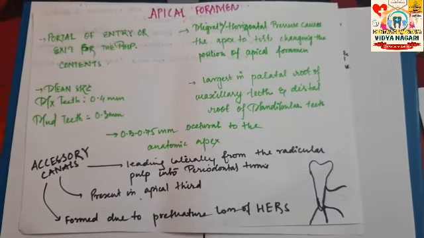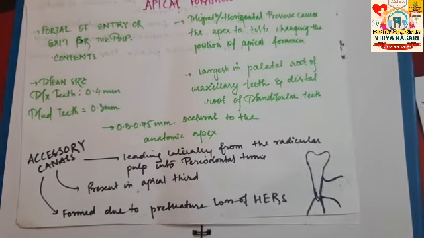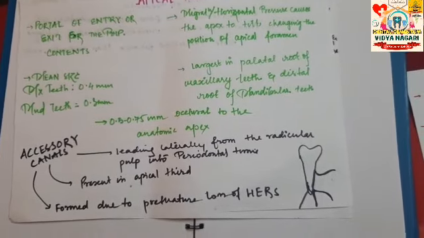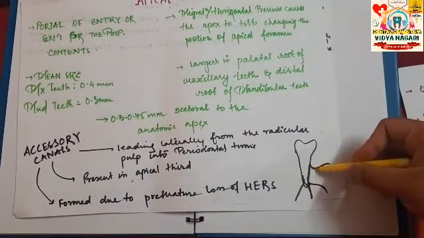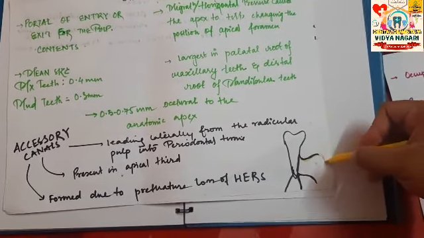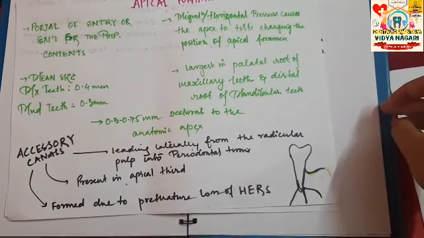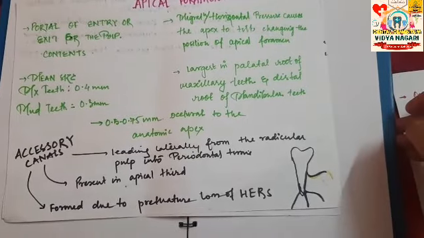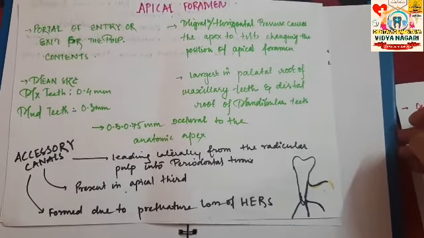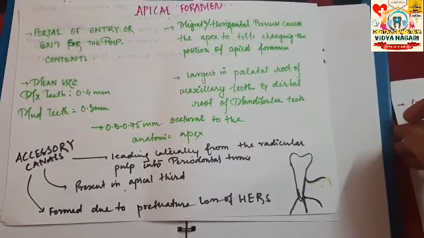Let us now discuss accessory canals. Accessory canals are channels leading laterally from the radicular pulp into the periodontium or periodontal tissue. It is formed due to premature loss of HERS. HERS implies Hertwig's epithelial root sheath. We will know more about it when we discuss development of tooth.